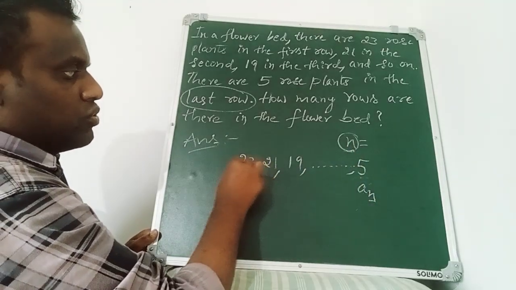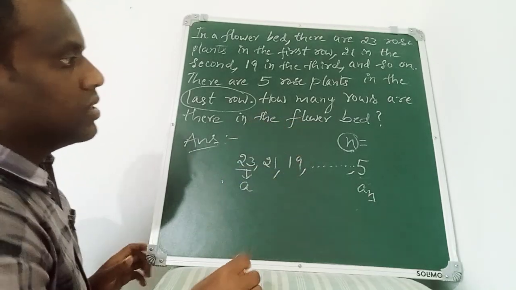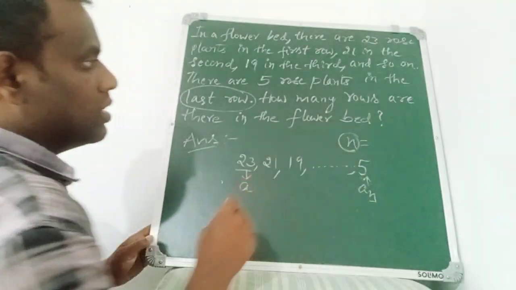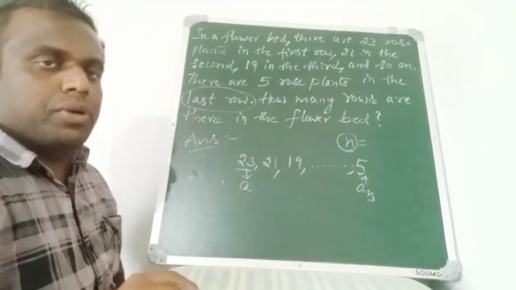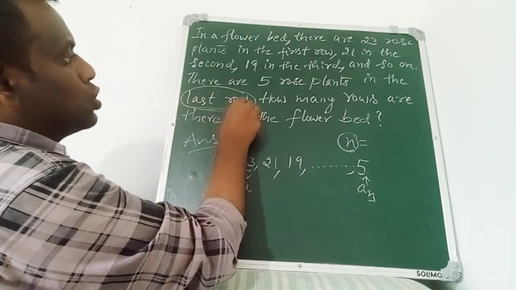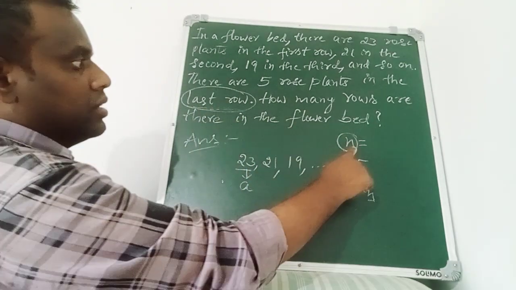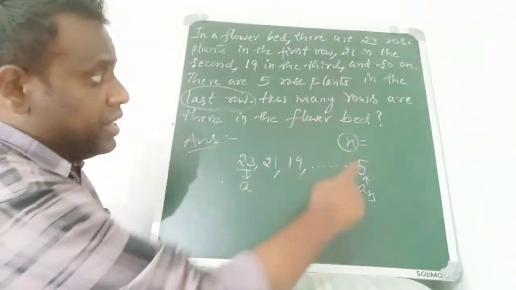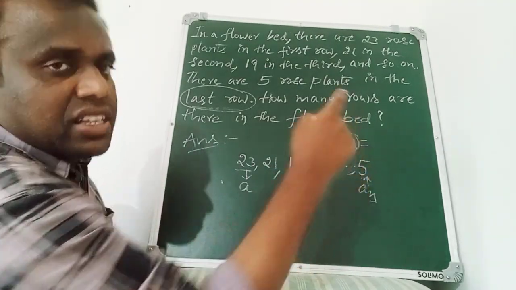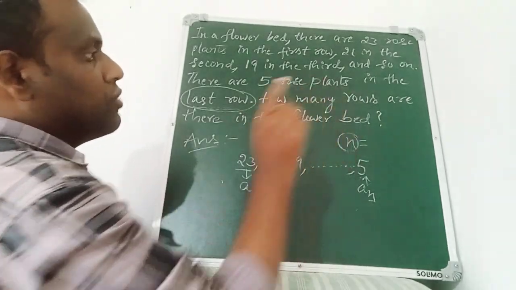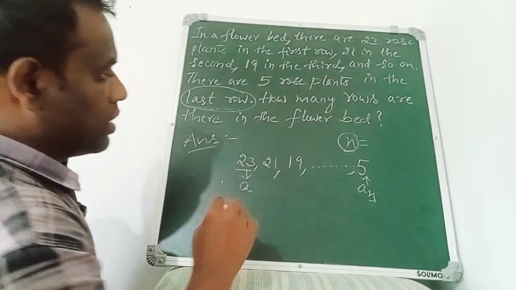So this is the first number. I will take this as a. This is a, so this is a_n. The question is how many rows are there in the flower bed? That means they just told last row, which row they did not tell. So if you find that last row number, that is n, if you find the n value, we get the answer. Based on the n value, we can see how many rows are there in the flower bed. So according to this question, we need to find the n value.